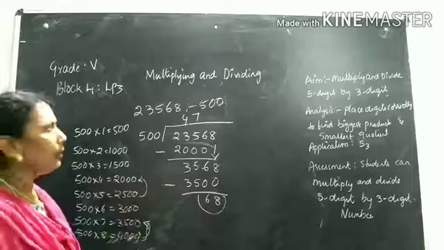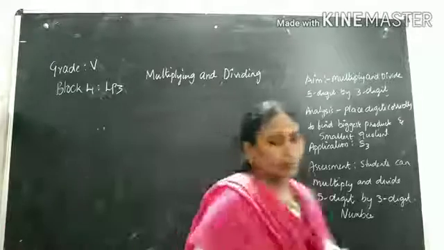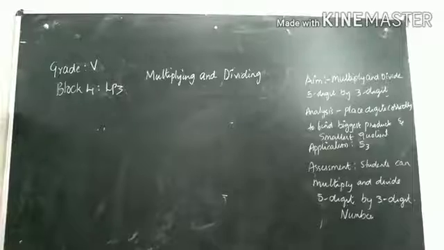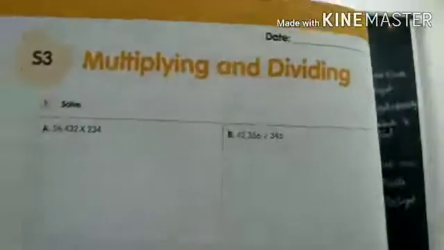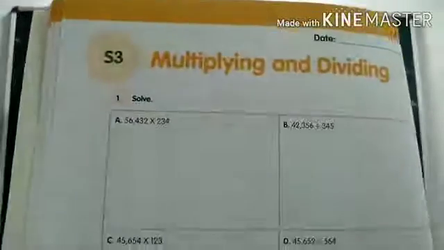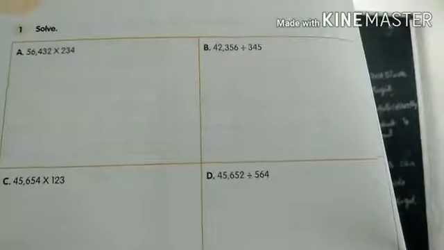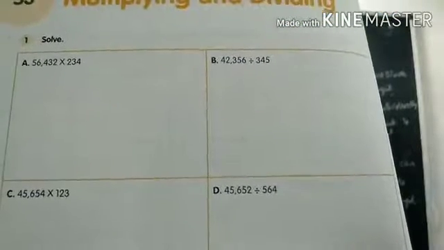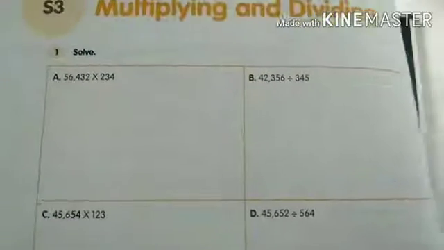Okay. Now open your volume sheet now. See the first one, multiply and dividing. See the first one, solve 56,432 into 234. You have to write according to their place values and multiply. See the second one, B, 42,356 divided by 345. Which table you have to write now? 345. Okay. See the C and D also you have to multiply and divide.